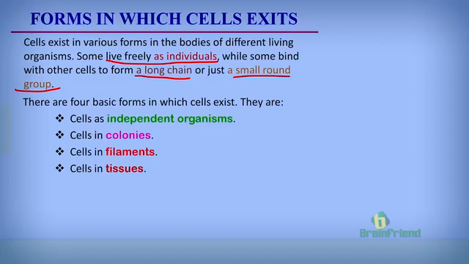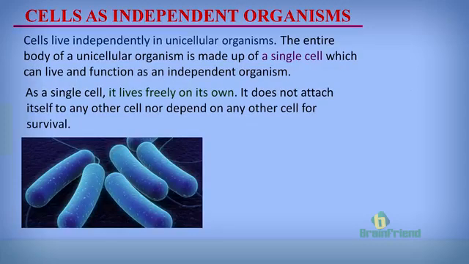We have the first group, where cells exist as independent organisms. The second, cells exist in colonies. Then we have cells in filaments and cells in tissues. Let's take a look at these occurrences one after the other. The first is cells as independent organisms, or cells as individuals.